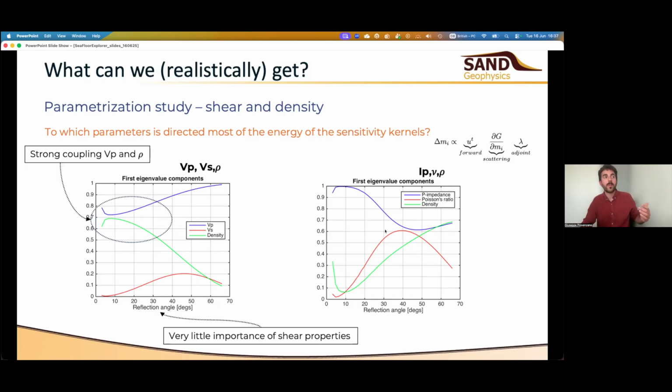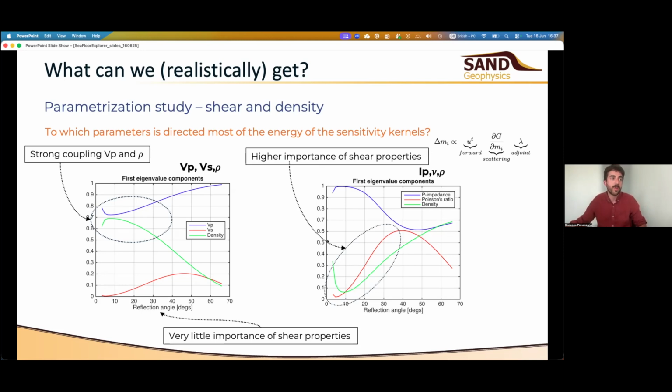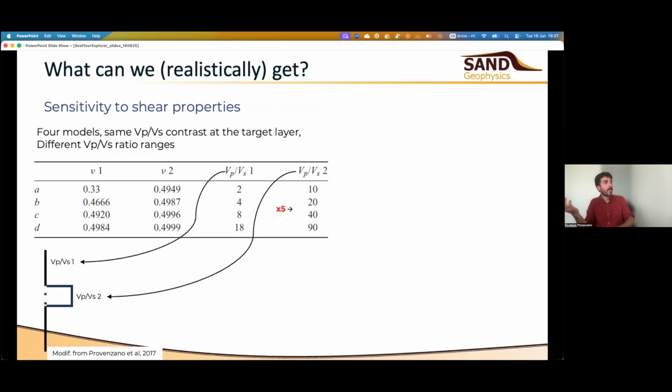Whereas if you use, in this particular example at least, a parameterization based on impedance and density, you have a higher importance of shear properties, and density and impedance are better decoupled in the angle range that you have. Then you need to have the angle range, and you don't always have that. But it's just to say that FWI, in order to deliver a broadband and multi-parameter model, needs a proper parameterization study that is model dependent and data dependent.